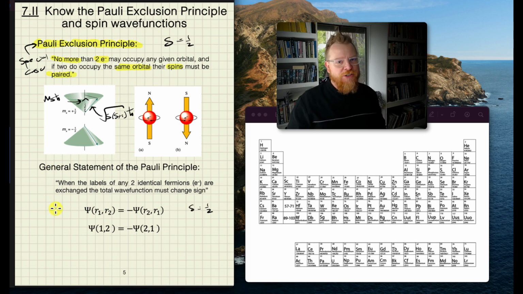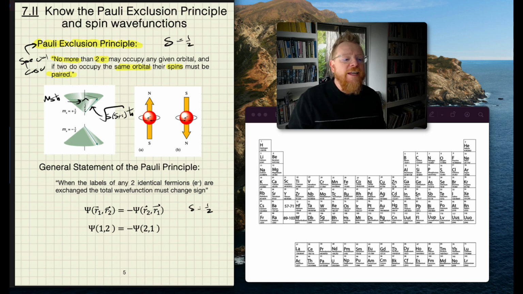our wave function changes sign. And for ease of notation, I'm going to start writing our total multi-electron wave function as the following. Instead of saying R1, R2, where we recognize those are the vectors describing the radial and angular positions of the wave function, I'm just going to replace those with 1 and 2 for ease of notation. And so, again, the general statement of Pauli says, if I switch those positions, I have to change the sign of the wave function, okay?